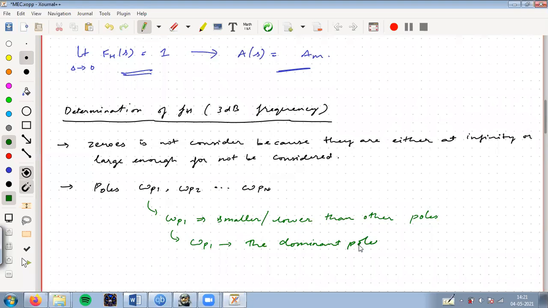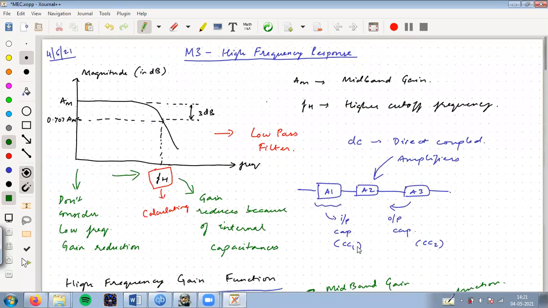Why do you take it as the dominant pole? If you look back at your frequency response, this fH has to be as small as possible. It actually has to move like this. So this is fH, then this is fH1, fH2, fH3. You will consider fH to be a dominant pole because that will actually affect your response mode.